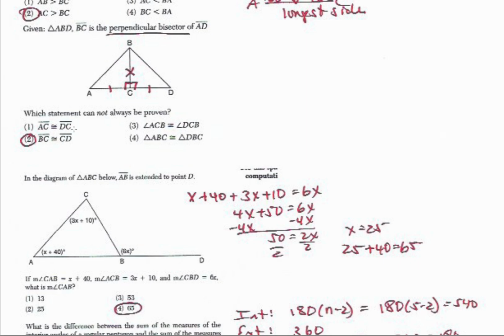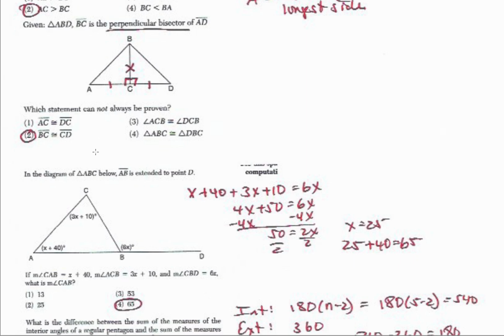What can't be proven? AC is going to be congruent to DC. We know that because of the bisector part. Angle ACB is going to be congruent to DCB. Choice 3, that's true because of the perpendicular part, right? All right angles are congruent. But BC will not be congruent to CD. BC has absolutely nothing to do with CD. So that's the thing that cannot always be congruent. Those sides do not correspond.